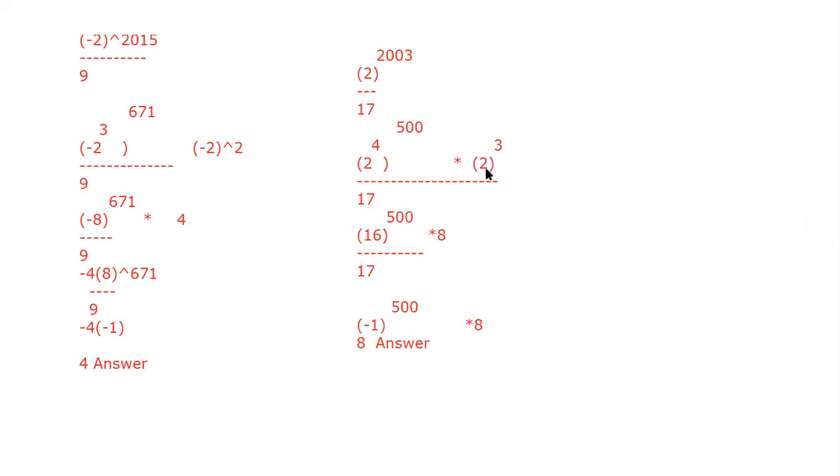So I can write it separately. 2 raised to power 4 again is 16, so 16 raised to power 500 into 8. Now 16 is just 1 short of 17. Minus 1 raised to power 500 is 1. So 1 multiply 8 is 8. So our answer would be 8. Is it clear? Clear, sir. Very good.